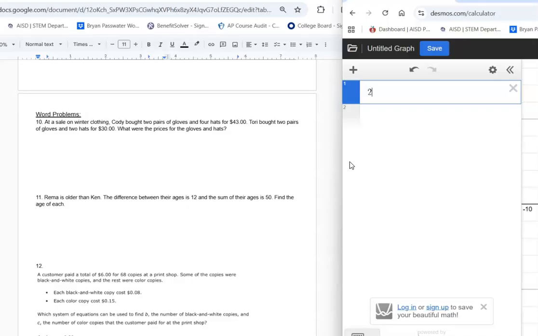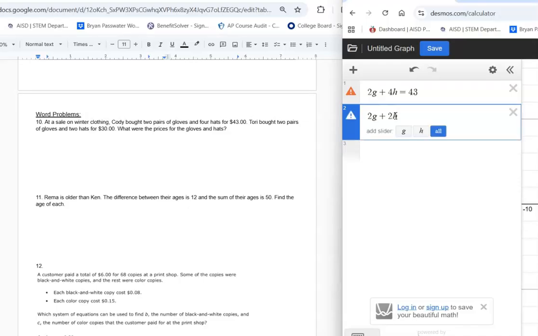So that would be 2G plus 4H is 43. And then 2G plus 2H is 30. So that's what that word problem is asking to do.